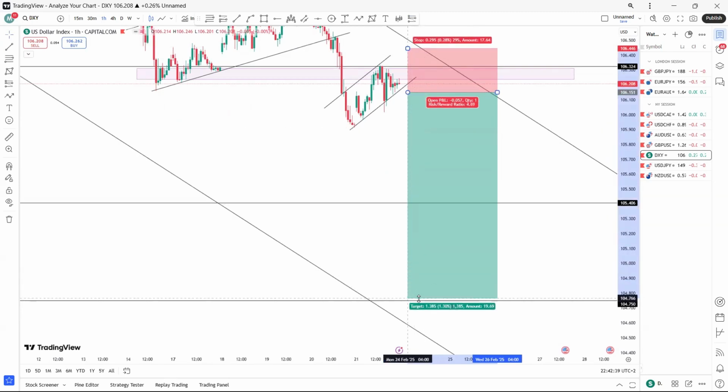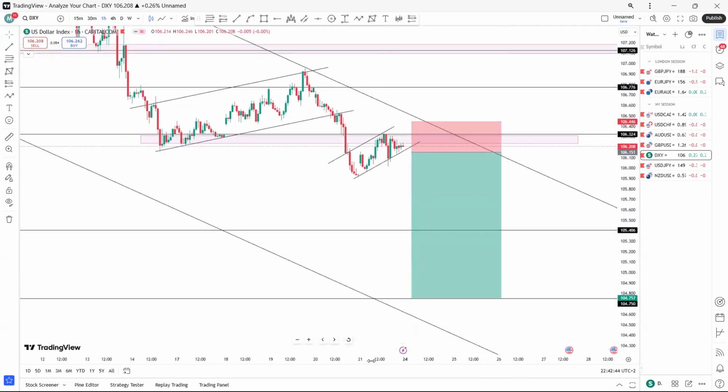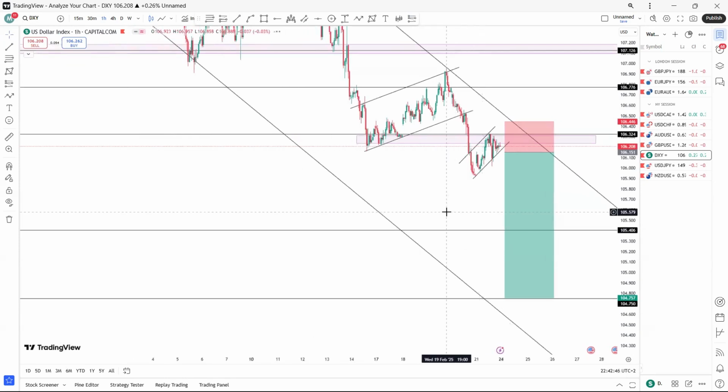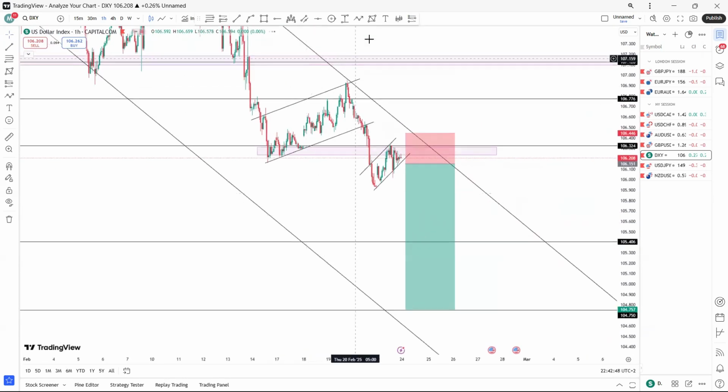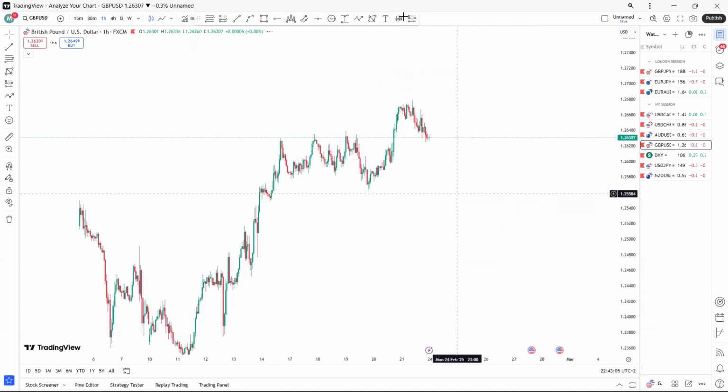So using confluence from different pairs can actually aid in knowing the overall direction. So if the dollar is going to be bearish, then we can actually expect more sales to the downside, isn't it? Then also the opposite is true. These ones are now starting to be bullish.